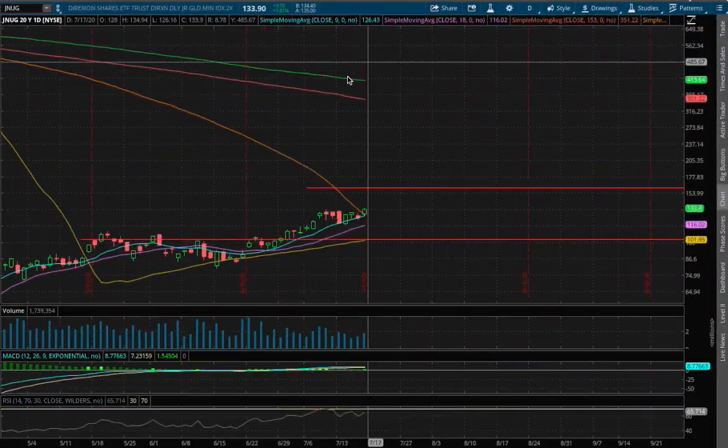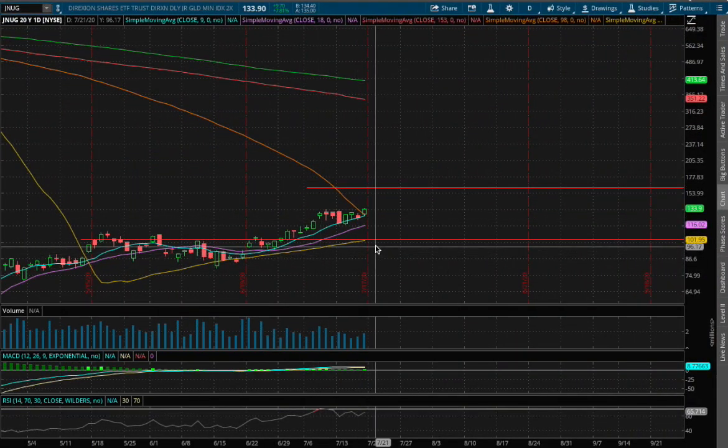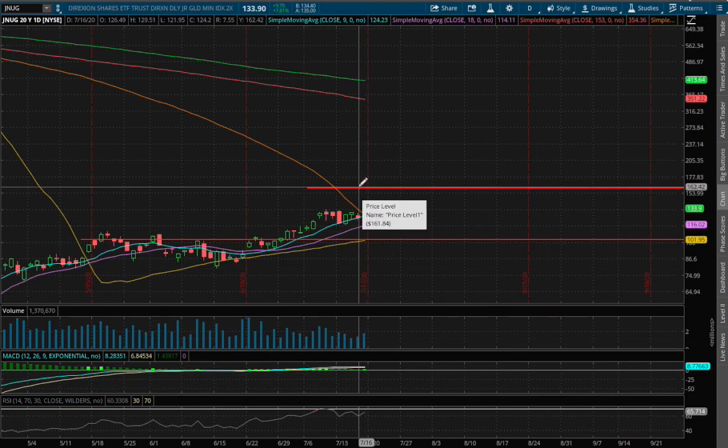So let's head to the charts. If JNUG were to head higher, say 24%, that price level to the upside is around $162. That will be our next resistance to the upside.